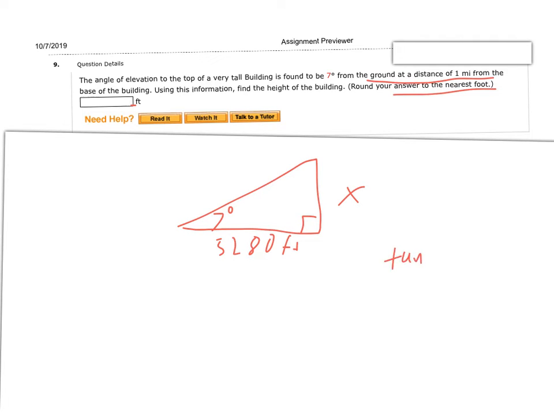So I would use tan here, so I would say tan 7 equals x over 5,280, and then go ahead and solve for x. So in this case, you would multiply by 5,280, and then you're done. This is a one-stepper, since our known quantity is on the bottom. And it does say to round to the nearest foot, so I'm just going to say 648.